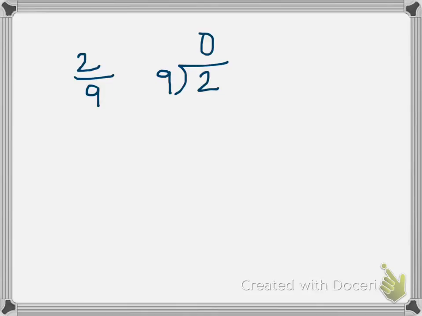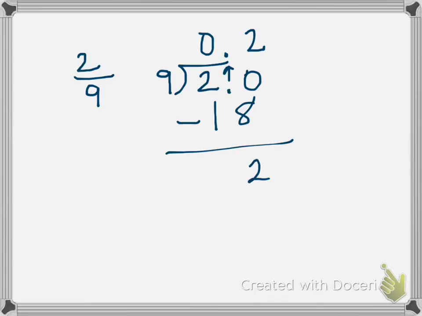Well, I can't count by 9 to get to 2, so that's 0. I'm out of numbers, so I add a decimal and bring it up. How many times does 9 go into 20? 2 times, because 2 times 9 is 18. And I subtract. I'm left with 2.